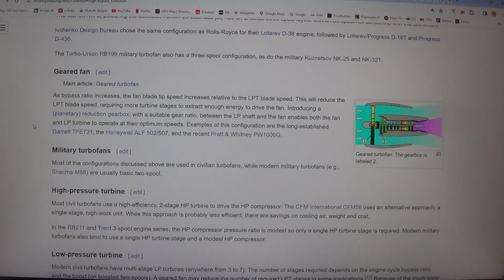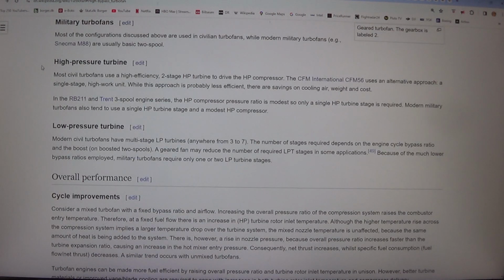Military turbofans. Most of the configurations discussed above are used in civilian turbofans, while modern military turbofans, for example, Snecma M88, are usually basic two-spool. High-pressure turbine. Most civil turbofans use a high-efficiency, two-stage HP turbine to drive the HP compressor. The CFM International CFM56 uses an alternative approach, a single-stage, high-work unit. While this approach is probably less efficient, there are savings on cooling air, weight and cost.